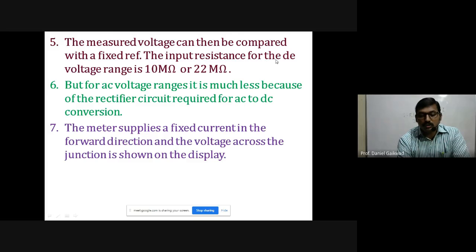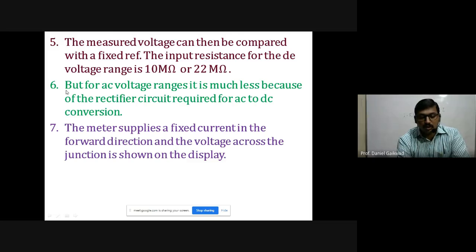The input resistance for the DC voltage range is 10 mega ohm to 22 mega ohm here. So check carefully. The DC voltage range input resistance is in a range of 10 mega ohm to 22 mega ohm. So the range is given here.